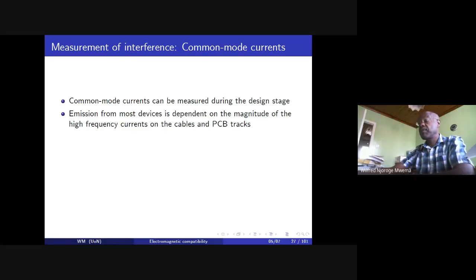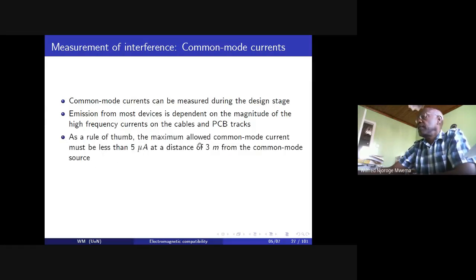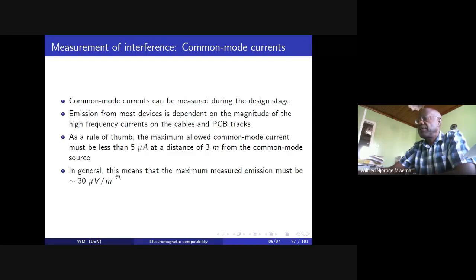We know that a square wave will be a Fourier series of an infinite number of sinusoidal harmonics. So as a rule of thumb, the maximum allowed common mode current must be less than 5 microamp at a distance of 5 meters from the common mode source. This is as a standard. So in general, this then means that the maximum measured emission must be less than or approximately 30 microvolts per meter, and that is the electric field intensity, so to speak.